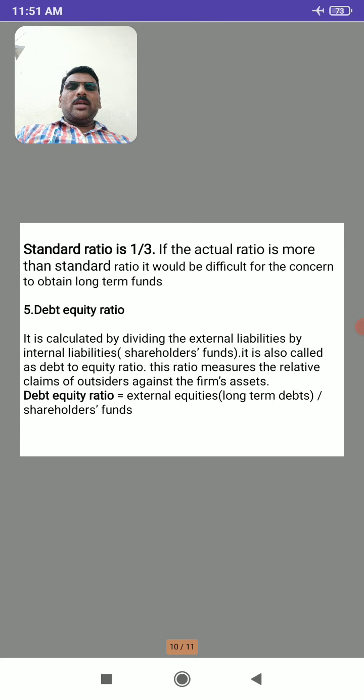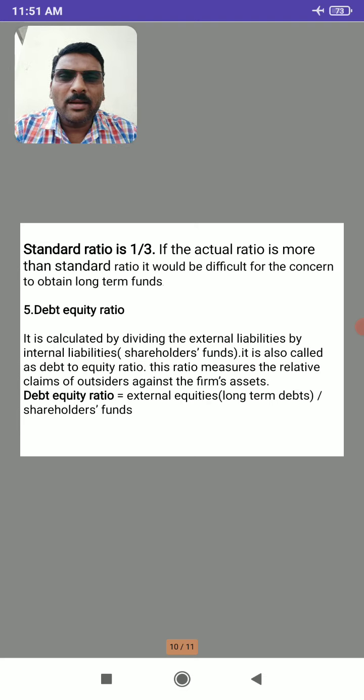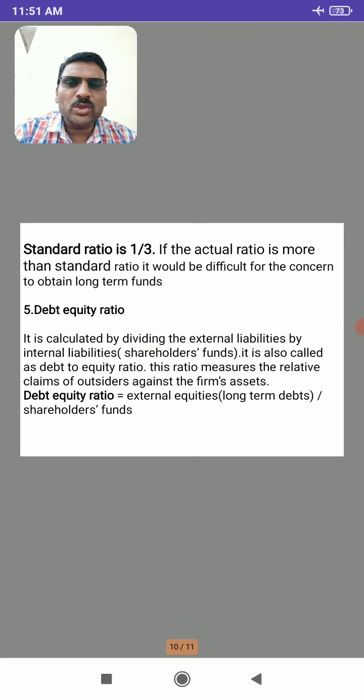The last one is the debt equity ratio. This is a very important ratio. It is calculated by dividing the external liability of the firm by the internal liability, where internal liability means shareholders funds. We know very well what shareholders fund means. It is also called the debt to equity ratio. This ratio measures the relative claims of the outsiders against the firm's assets, that is, the assets available with the firm.